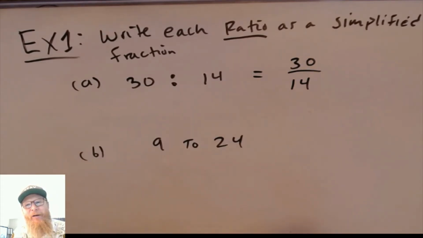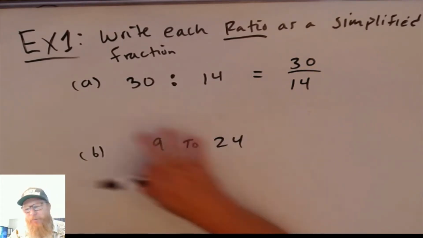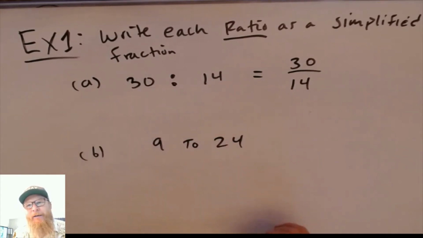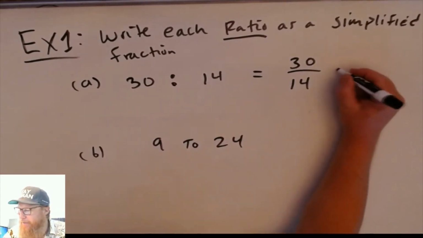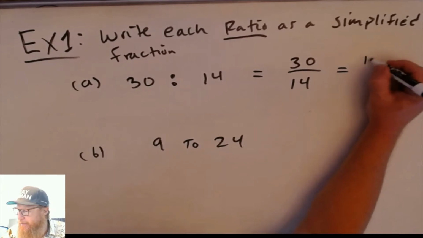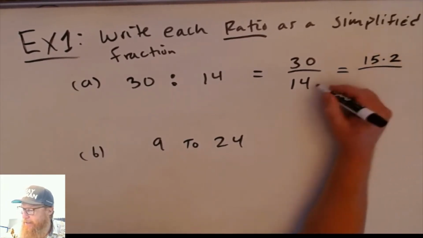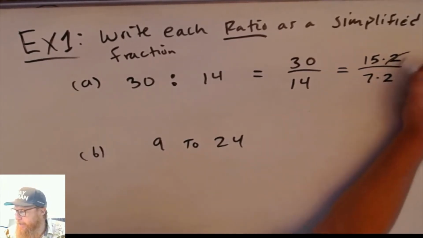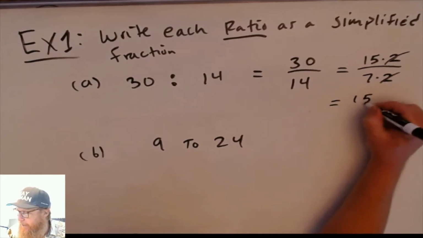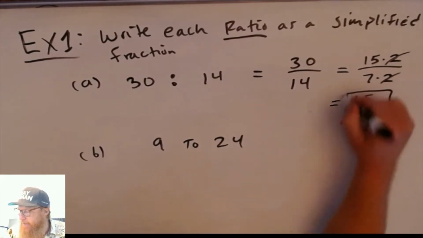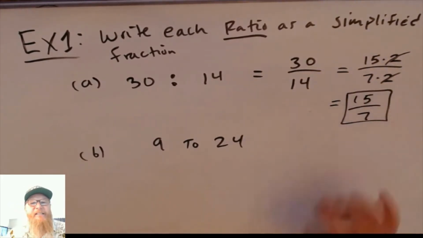You have 30 over 14. Make sure you read it in the right order. And then simplify that if possible. So 30 is 15 times 2. 14 is 7 times 2, and so the final ratio is 15 sevenths, or 15 to 7.